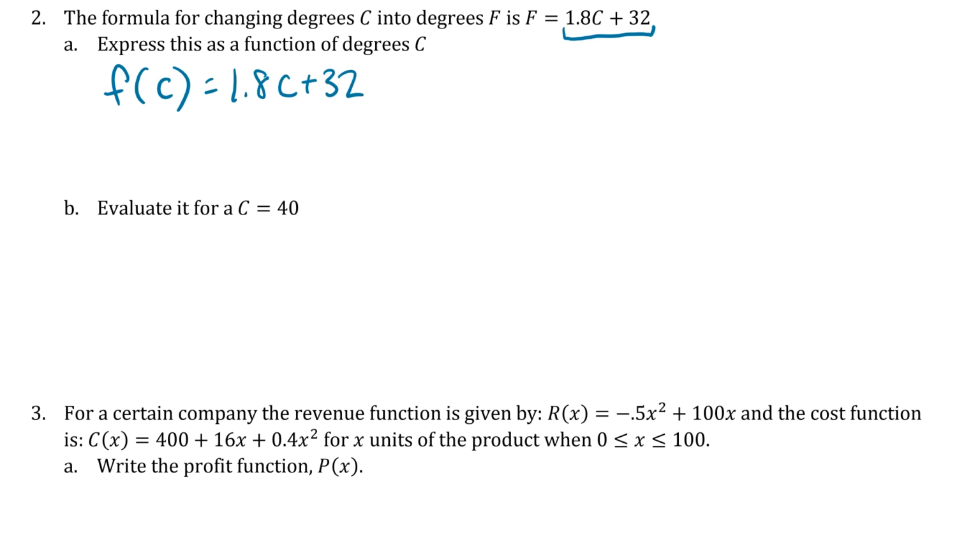Part B, evaluate it for C equals 40. So we want F of 40. F of 40 just means we take 40 and plug it in where C was.